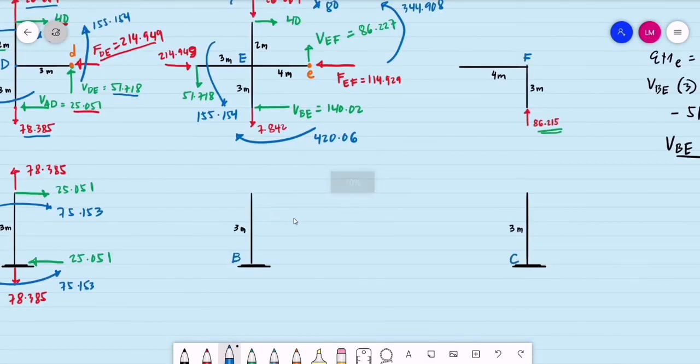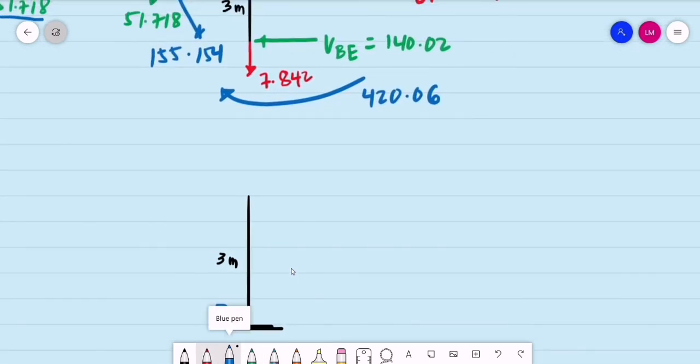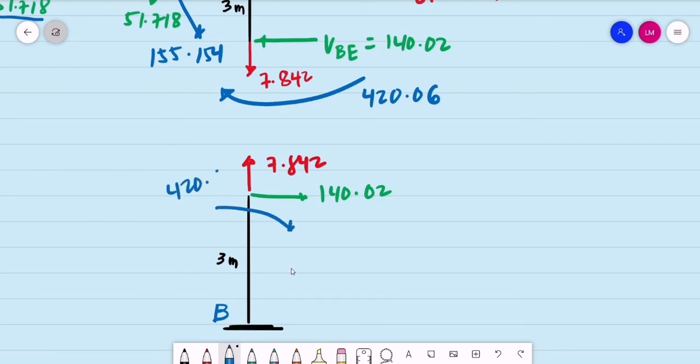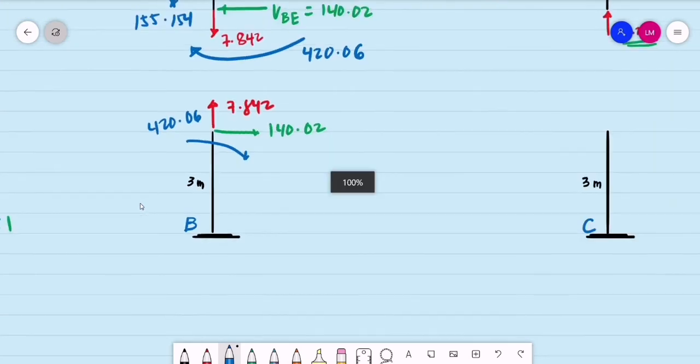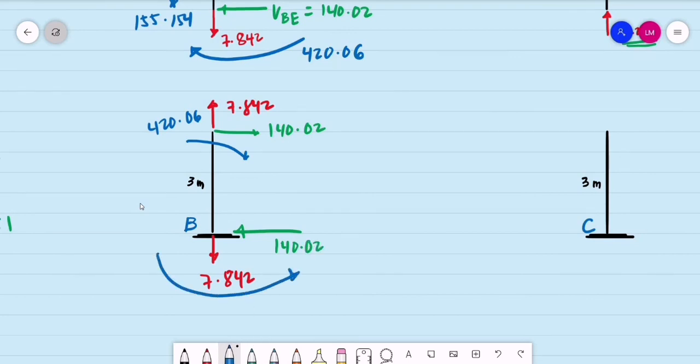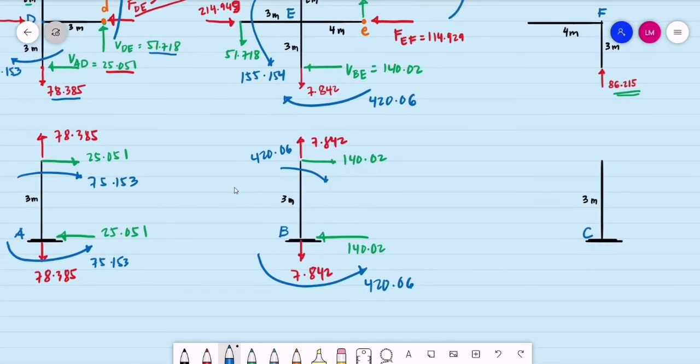Then we proceed to base B. Alright, so we have the axial force, this time upward, the 7.842 kilonewtons. The shear force is now 140.02 kilonewtons. Then the moment is equal to 420.06. Then at base B, the vertical reaction should be downward, the 7.842 kilonewtons. The base shear is to the left, 140.02 kilonewtons. And the moment is counterclockwise, the magnitude is equal to 420.06 kilonewton meter. So that is for base B.